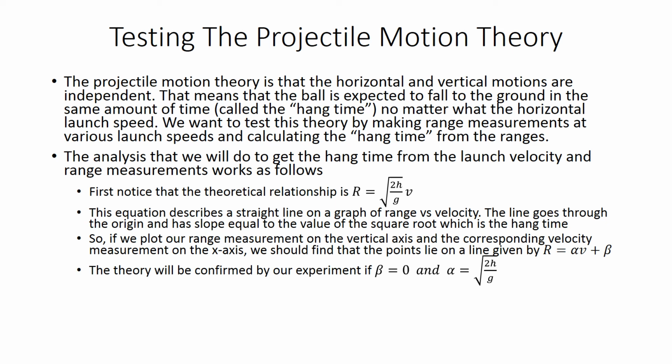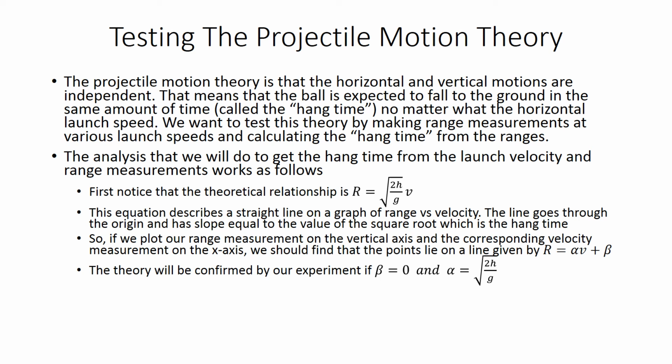The analysis that we'll do to get the hang time from the launch velocity and range measurements works as follows. First, we notice that the theoretic relationship that we want to confirm is that the range is equal to the square root of 2 times the height divided by g times the launch velocity.